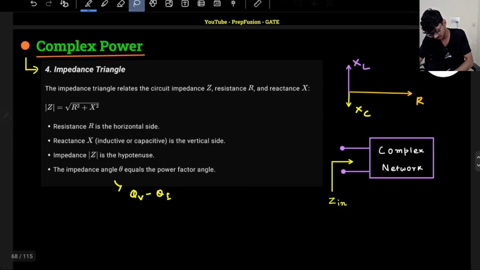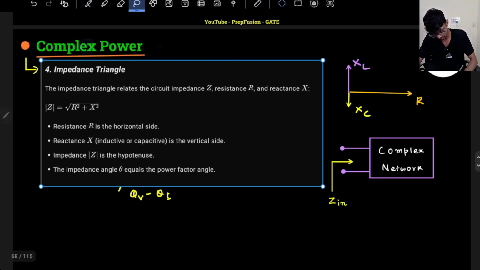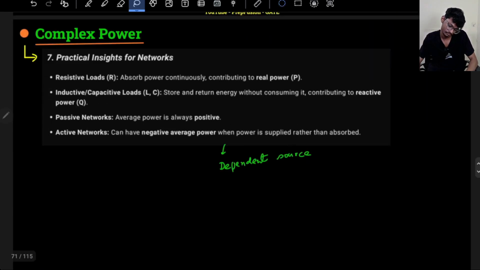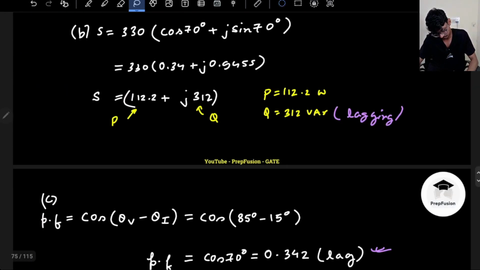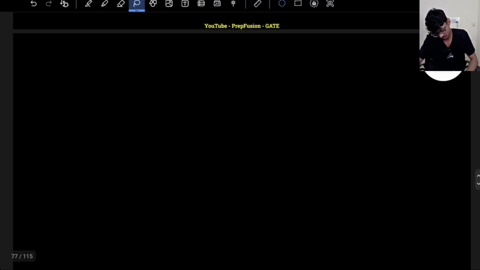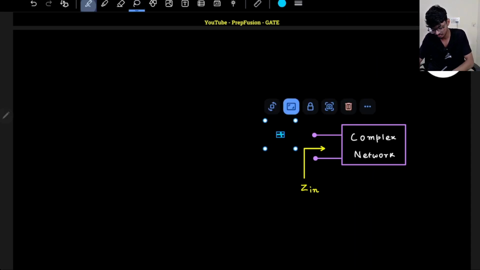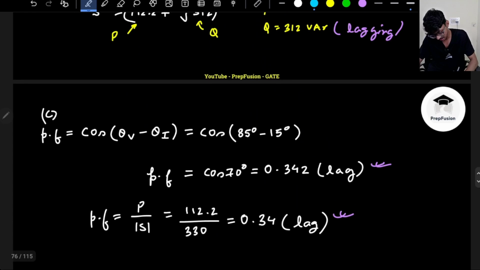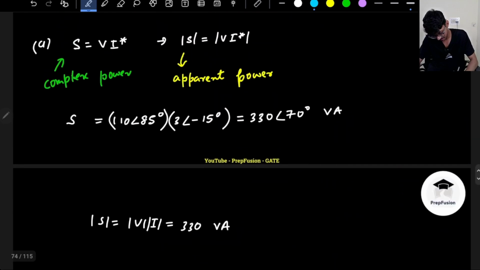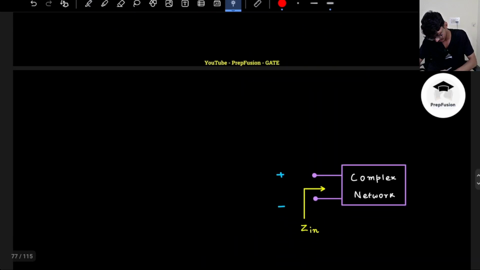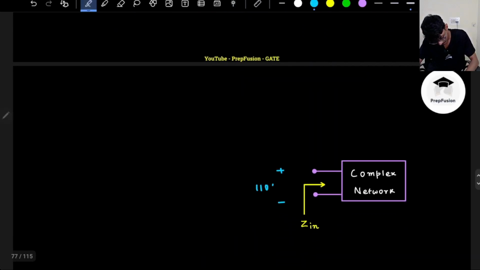If I have this complex network and I know the voltage and current. What is the voltage? I'm sorry for the background noise. I'm really extremely sorry. I hope they will stop this noise. Some construction work is going on. So voltage is 110 angle 85.